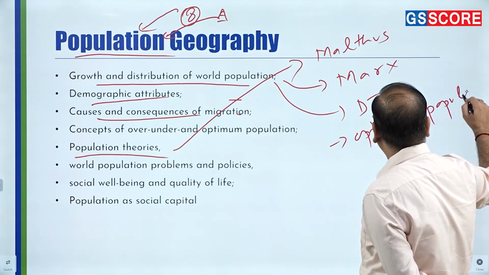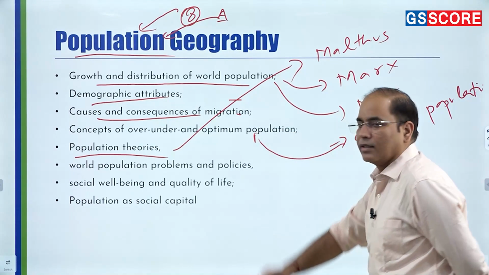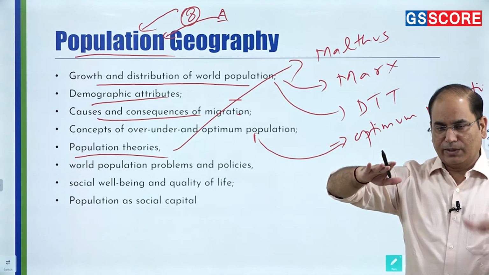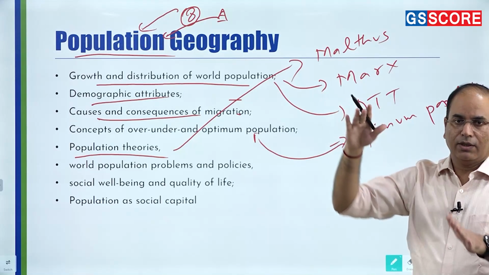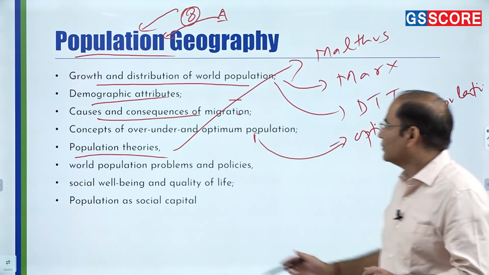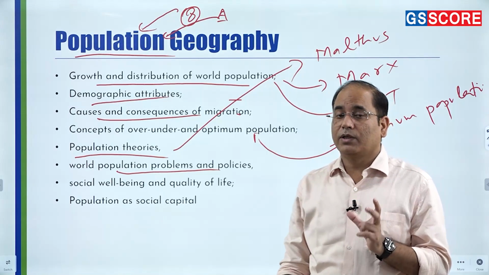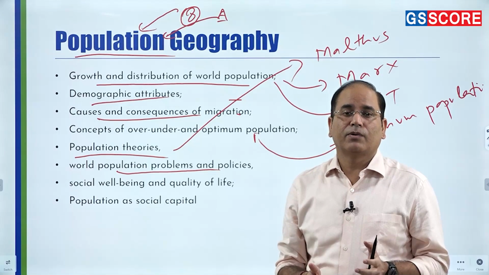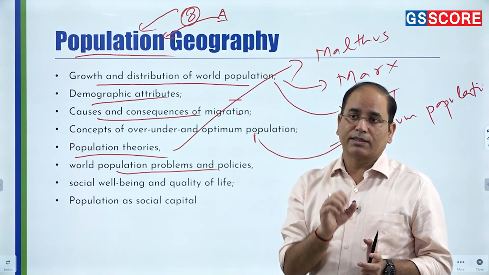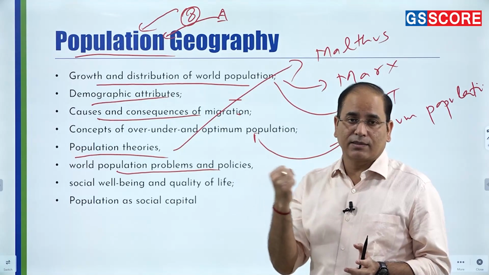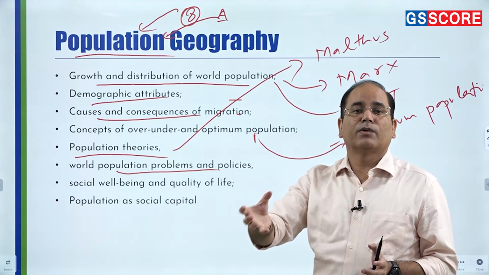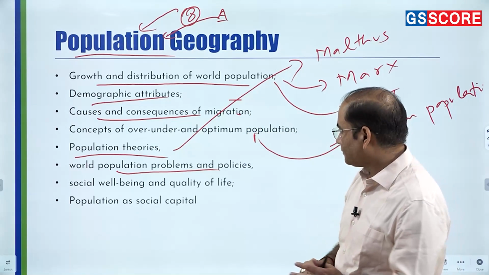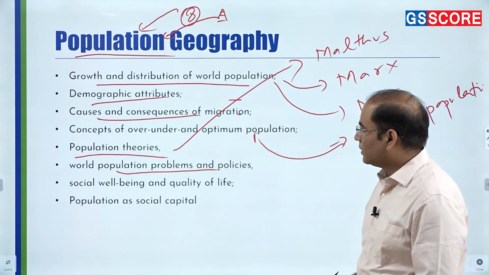In a way, you can say optimum population is also one of the theories, but it is written separately. Here you will have to study what is the optimum population, what is underpopulation, and what is overpopulation. Then the most important, world population problem, because the population problem is not a generalized problem. Might be India's population problem is different from the Scandinavian countries. Japan's population problem is different from Indonesia's. Asia's population problem is different from North America's. Europe's population problem is different from Africa's. So that is world population problems and policies.